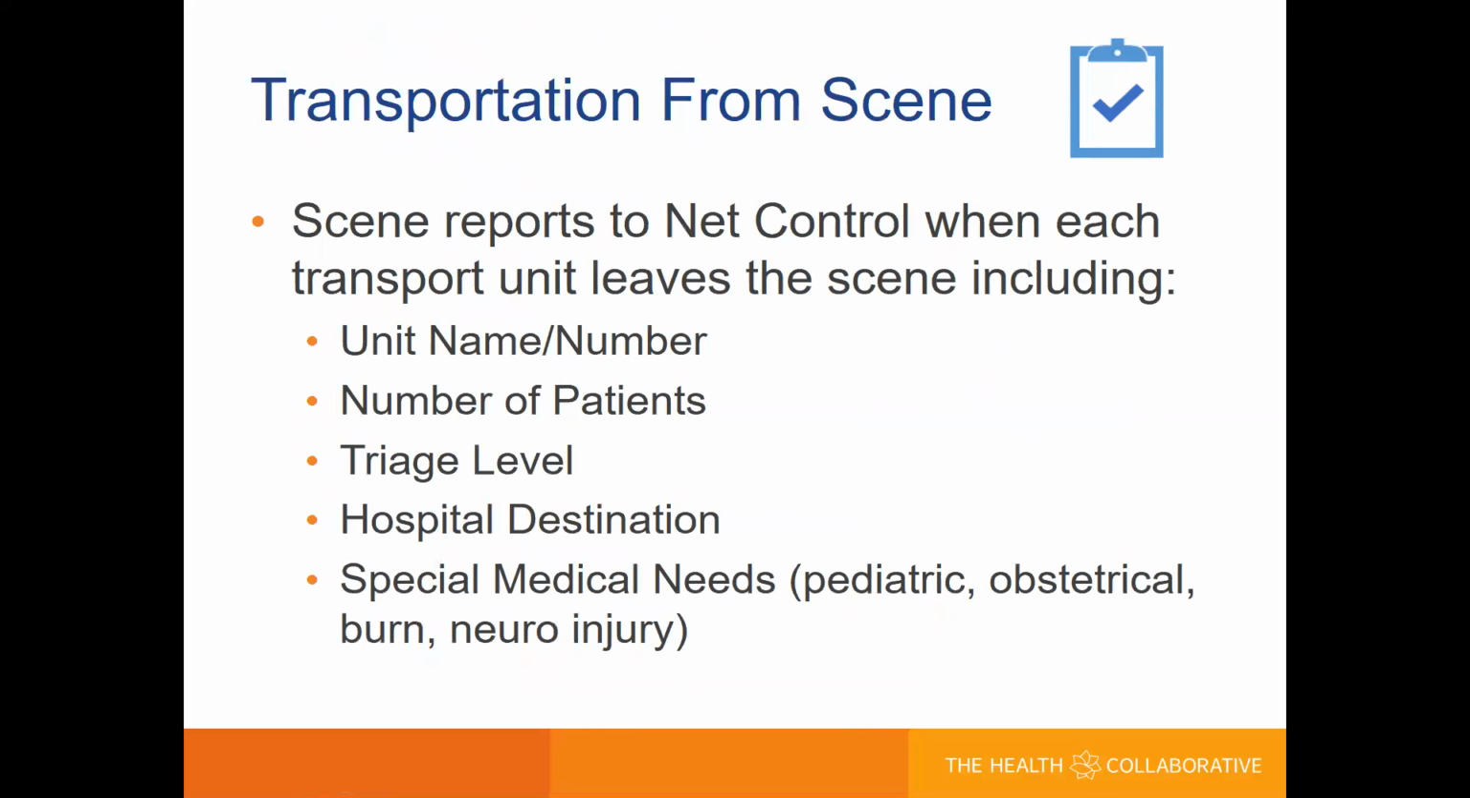Once it's determined where a victim or the victims are to be transported, the scene reports the following information to Net Control via the Disaster Net: the unit name and number, the number of patients, triage level, hospital destination, and any special needs of the victims, whether they are pediatric, obstetric, or burn victims. Communicating these is needed to route the patients to the hospitals that have these specialized services.